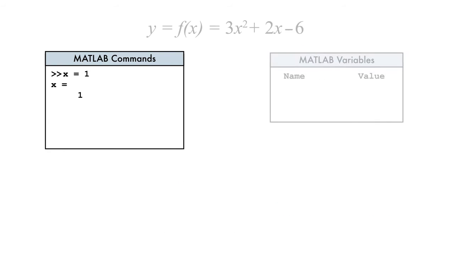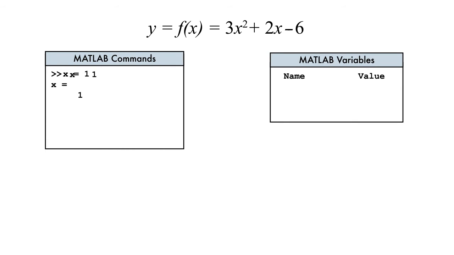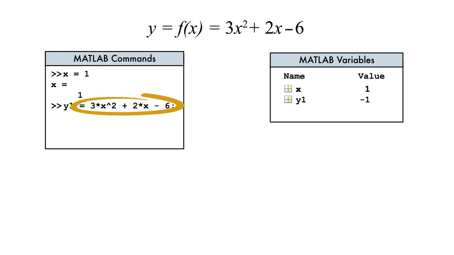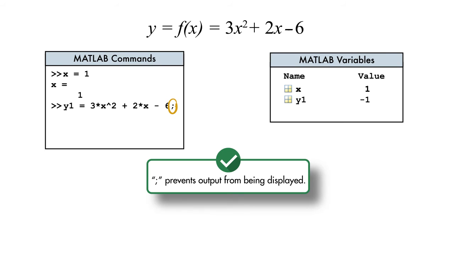Now, back to that expression we need to evaluate. Variables are useful because they're stored in memory. So, let's create a new variable, y1, using the existing variable x. The expression to the right of the assignment operator is evaluated using the current value of x. Then the result is assigned to the variable. Notice that y1 is in memory, but the result was not displayed. That's because we ended the statement with a semicolon, which prevents output from being shown.